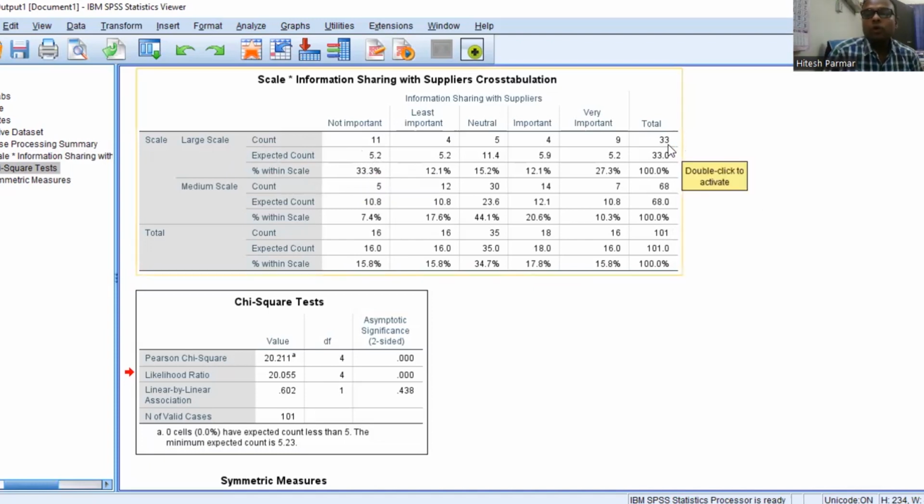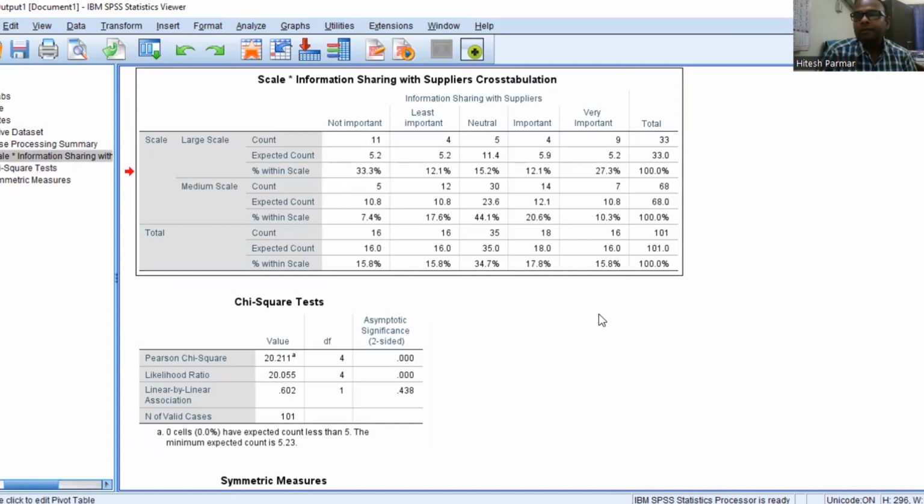It is given as row total, which is 33, multiplied with column total. Column total means the not important column. What is the total? 60. So 33 multiplied with 60 and divided by grand total. Grand total is 101. So 33 multiplied with 60 divided by 101, your answer will be 5, and that is why it is being represented as 5. Like this, all these expected counts are calculated.